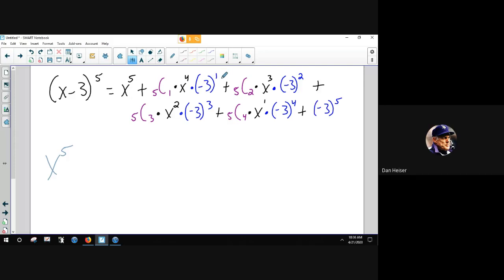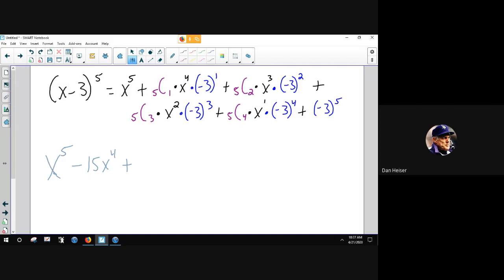And if you're not confident with your basic arithmetic here, this is going to be terrible for you. Negative 3 to the first is negative 3. So we have a sign change. We have minus. Negative 3 times 5C1, that'll be minus 15x to the fourth. Now we come over here. 5C2, which is 10, times negative 3 squared, positive 9.